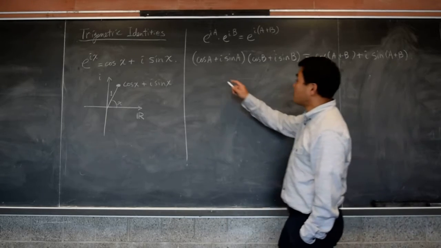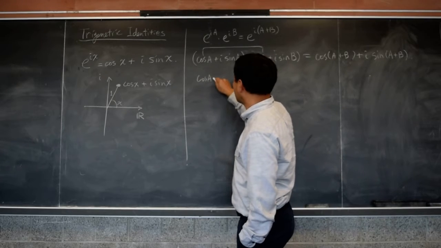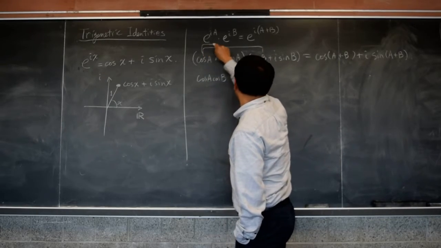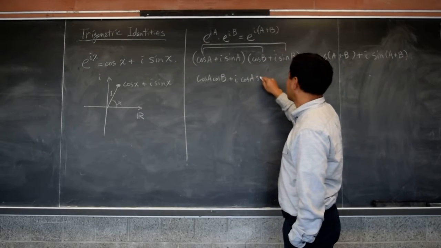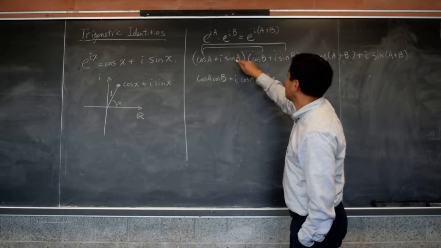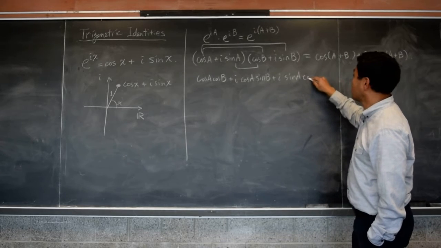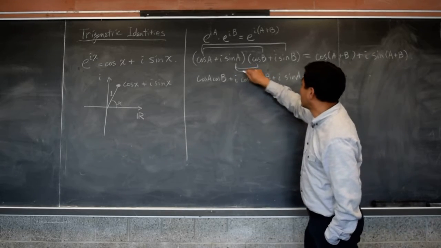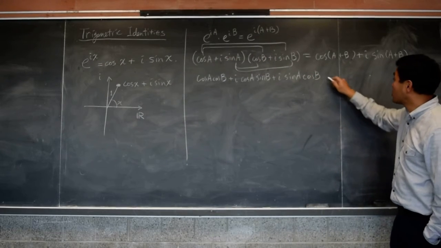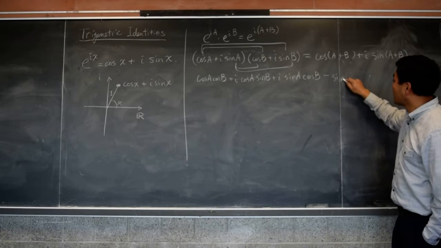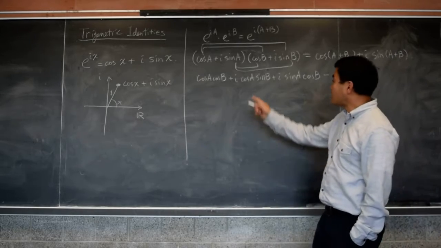Now let's multiply the left side out by FOIL. So cosine A times cosine B, plus i times cosine A sine B, plus i times sine A cosine B. And then the last one, if you do i times i, that's i squared. What's i squared? Negative 1. So it's negative of sine A sine B. So that's the left side.